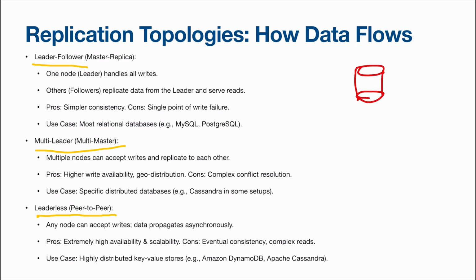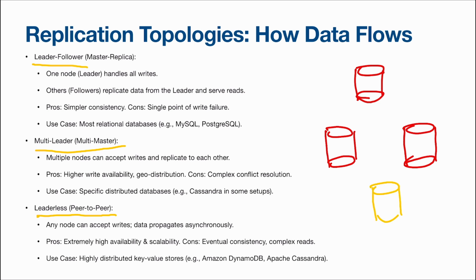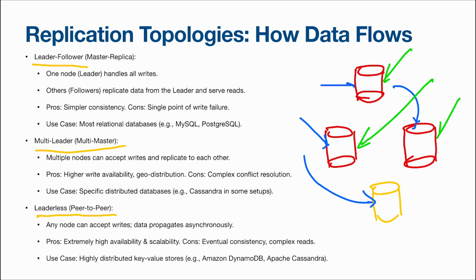In this case, there can be multiple leaders. Let's say there are 3 leaders and 1 follower. All the read requests can be served by anyone, but the write requests, again like before, can be handled only by the leaders, and then they write to the followers. Compared to the first model, leader-follower, this model is better in the sense that it gets rid of the single point of failure.